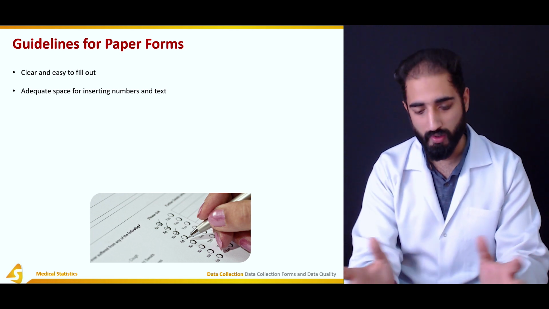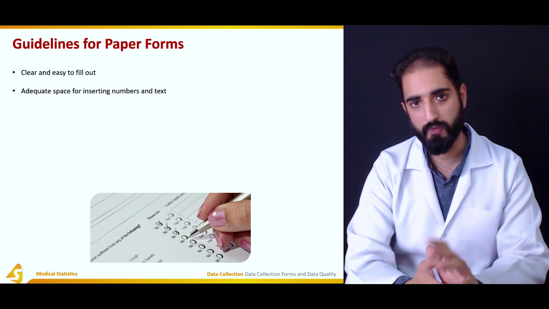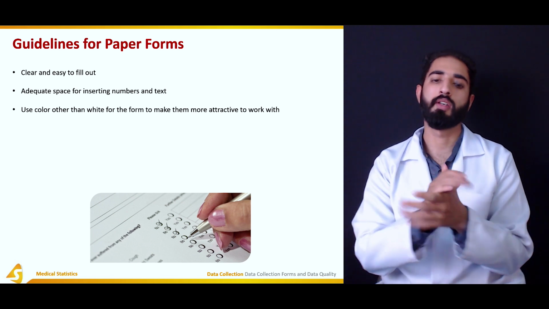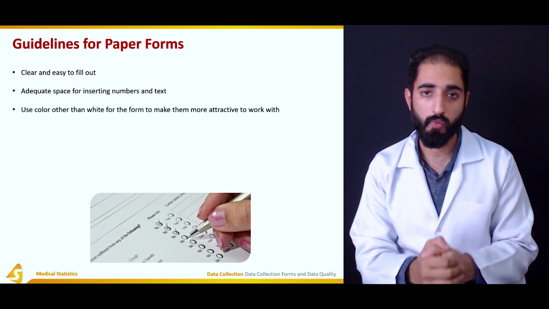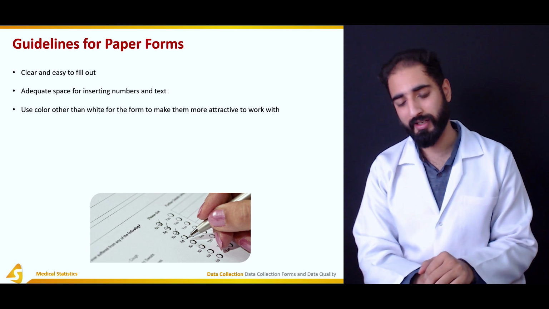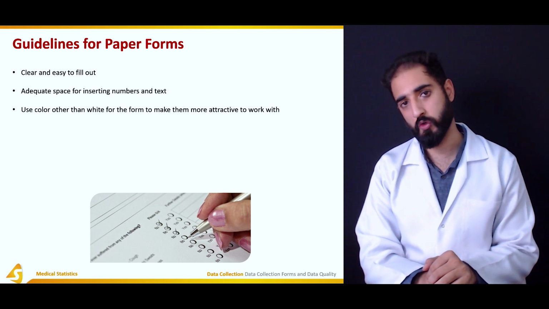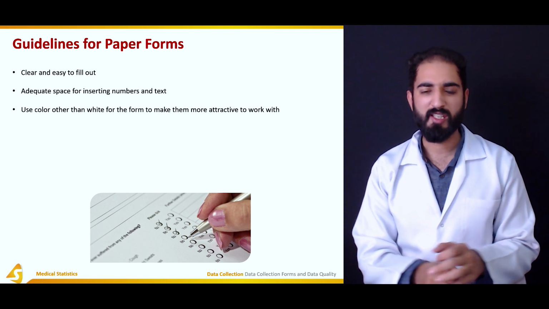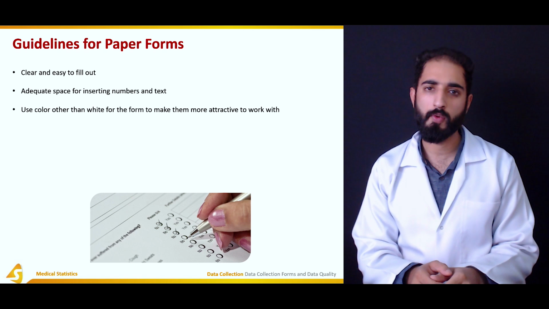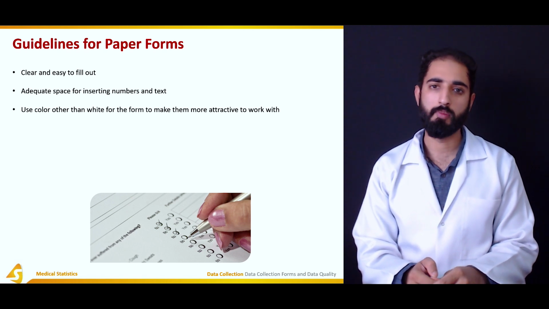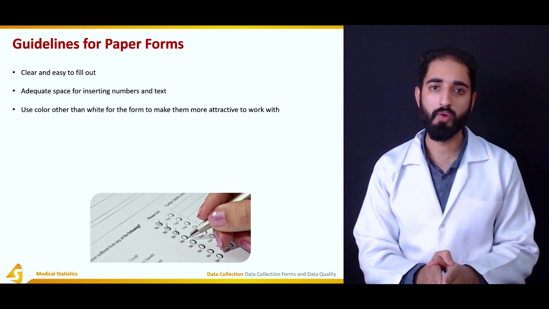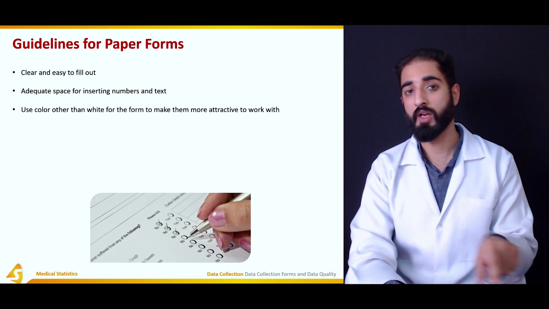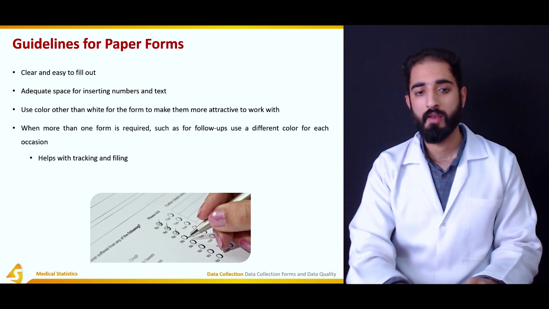The text should not be very close or small and stuff like that. And use a color other than white for the form to make it more attractive to work with, especially when you're dealing with a younger population, or if they lose interest while filling out that form. So that is also very important. It may increase the cost of your paper forms, but it can benefit you in that you get good and reliable responses from the participants of your study, especially if they are filling out the forms themselves.